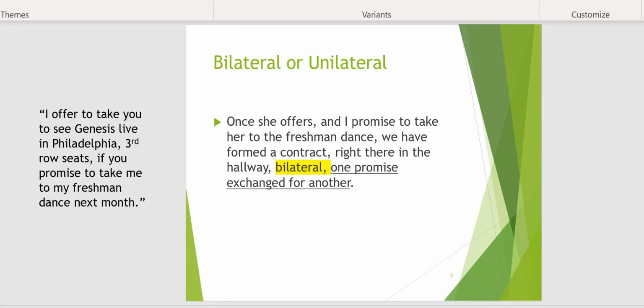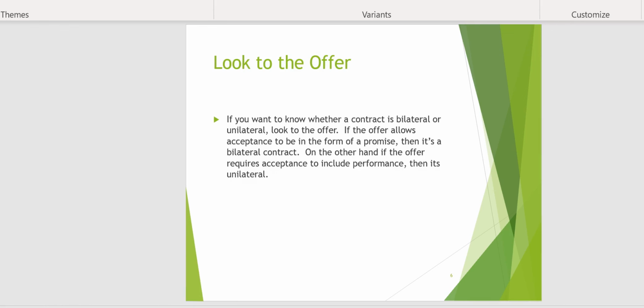So once she makes me that offer, and I promise to take her to the freshman dance, I've accepted. And we formed a contract right there in the hallway, a bilateral agreement. One promise exchanged for another, right? She offers to take me to see Genesis live in Philadelphia if I promise to take her to the freshman dance. Once again, if you want to know whether a contract is bilateral or unilateral, look to the offer. If the offer allows acceptance to be in the form of a promise, then it's a bilateral contract.